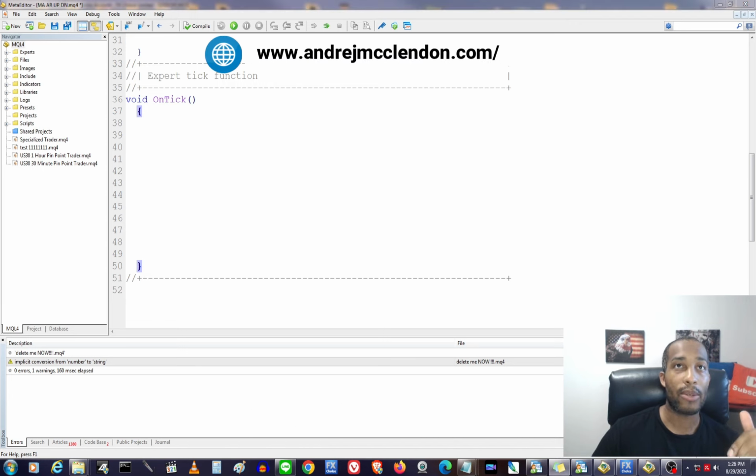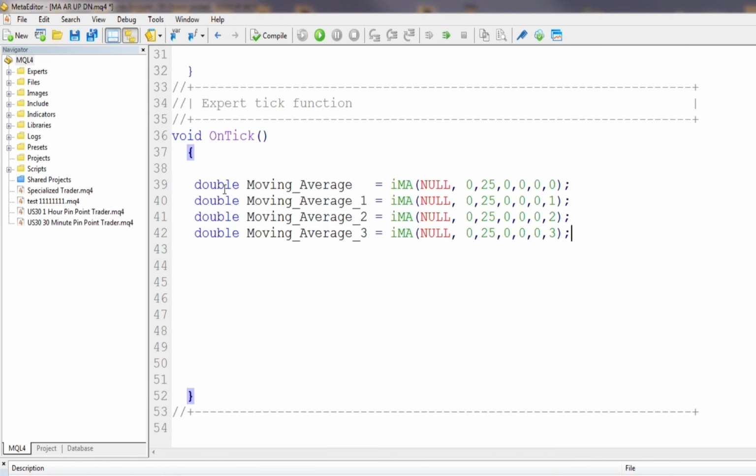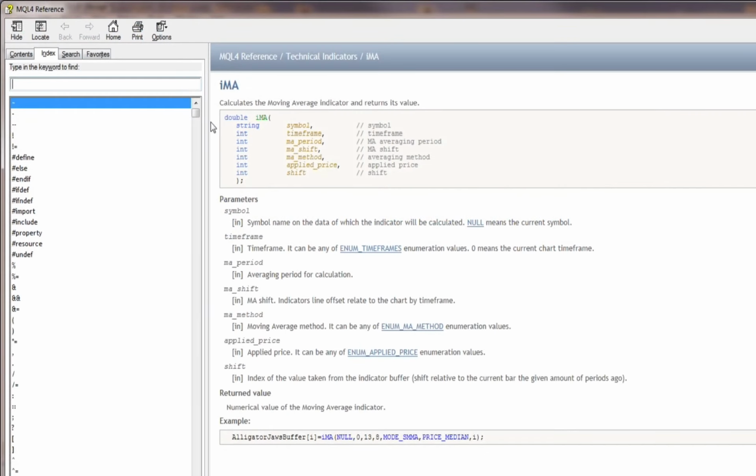All right, so the first thing is we're going to be creating our moving averages, okay? So our moving average would be a double, so basically it's going to come out as a non-whole number. We're going to use the preloaded code for MQL4. If you guys want to look at the reference, it basically tells you how to program this iMA, and it's going to be your symbol, your time frame, your moving average period, your shift, your method, and applied price.